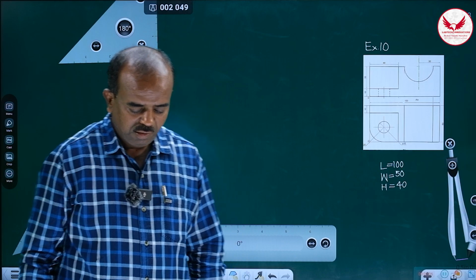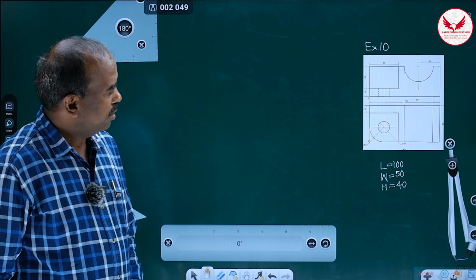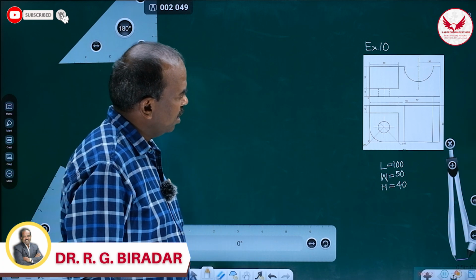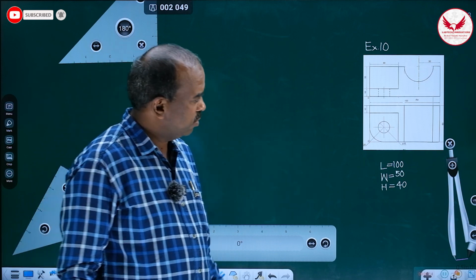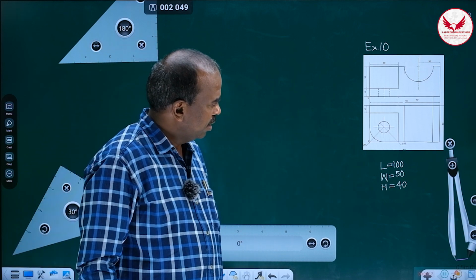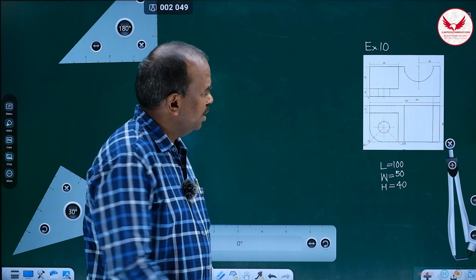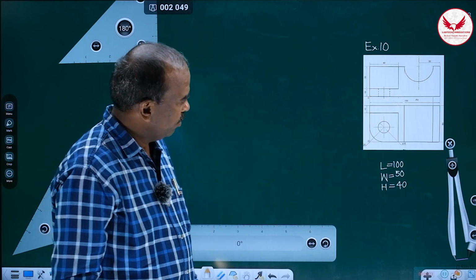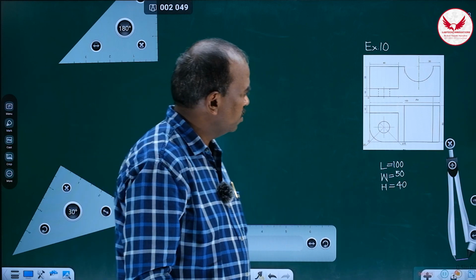Hello friends, today we'll see the isometric view of this given object or given orthographic view. The speciality of these two orthographic views is what? A quarter circle is there and a semicircle is there. So for the first time in this example, we'll see how to draw the quarter circle also.